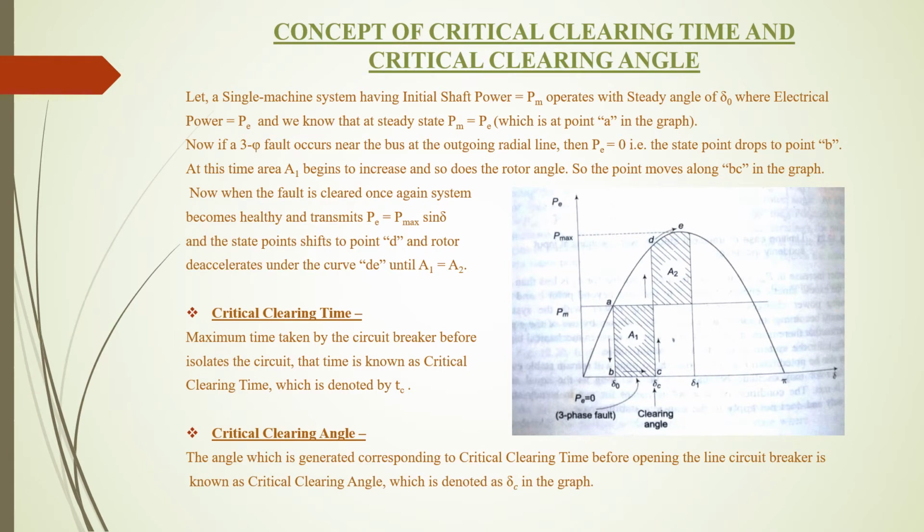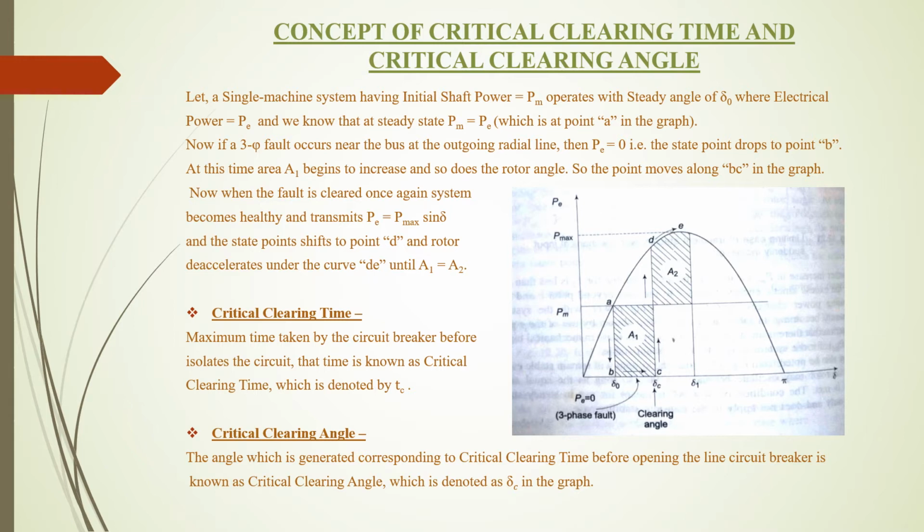Concept of critical clearing time and critical clearing angle. Let a single machine system having initial shaft power Pm operate with steady angle of del 0, where the electrical power is Pe, and we know that at steady state Pm equals Pe, which is point A in the graph. Now, if a three-phase fault occurs near the bus at the outgoing radial line, then PE suddenly drops to 0 and the state point in the graph drops to point B, which means PM will be greater than PE and there is a difference PM minus PE.